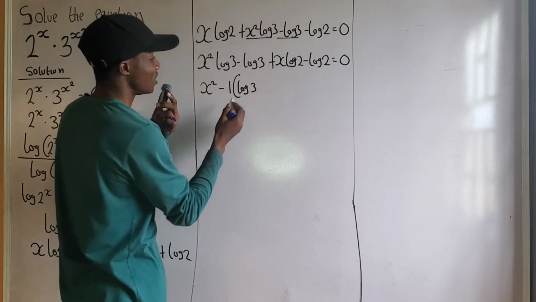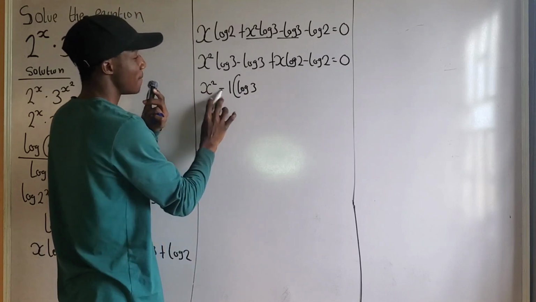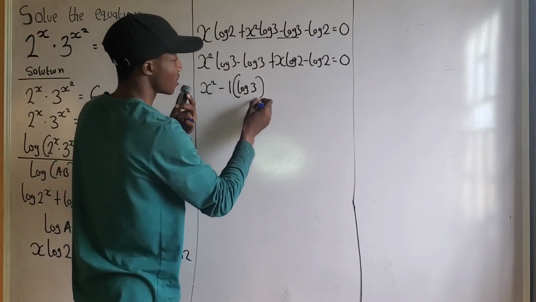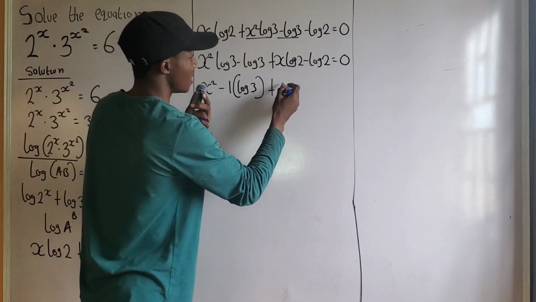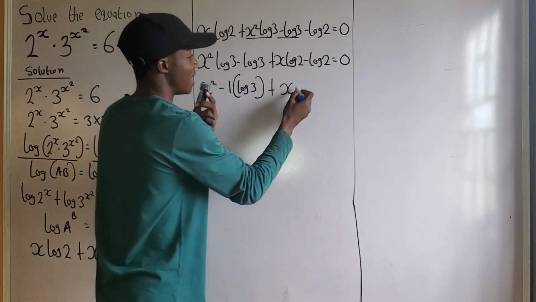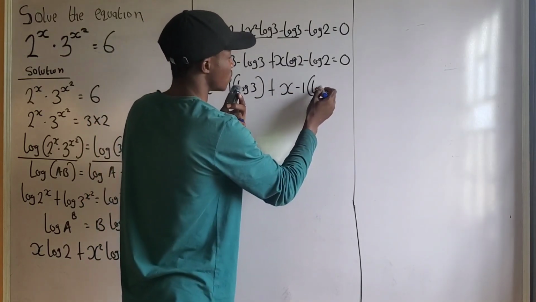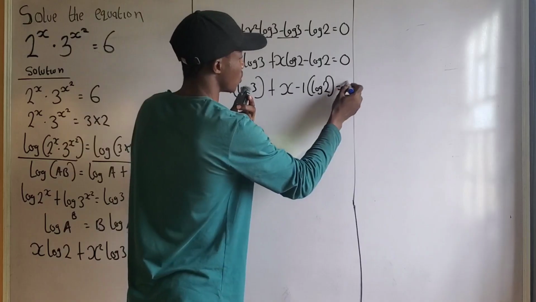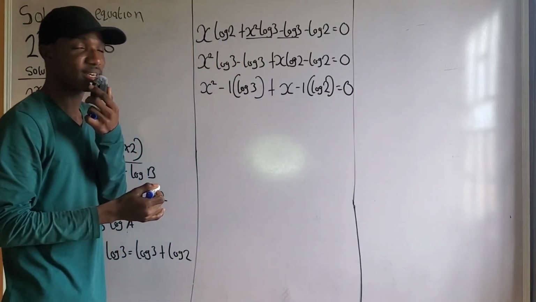Do you understand? So I just factorize: x squared minus 1 log 3 plus x minus 1 multiplied by log 2. This will be equals to 0. Are you getting it? Okay.